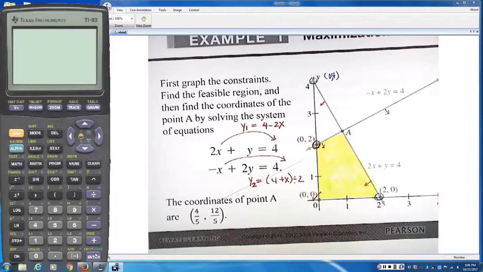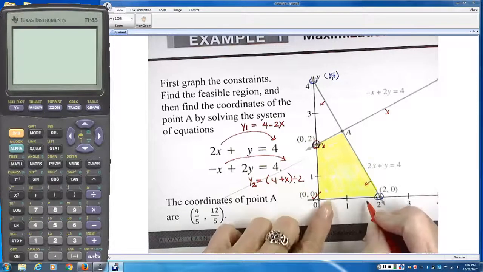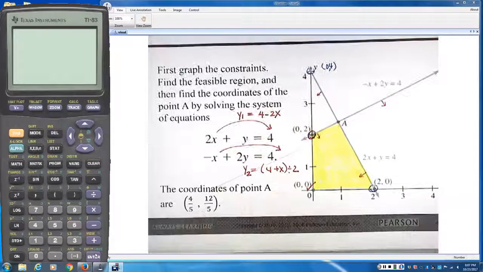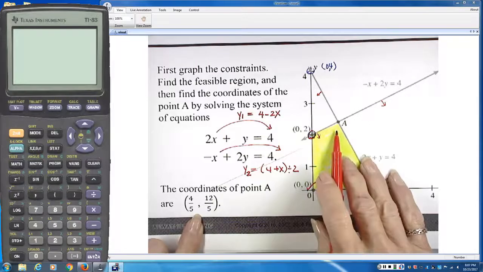Our feasible region is bounded. Sometimes when your feasible region is unbounded, if you're looking for a maximum, you're not going to be able to find it, because none of your points are going to ever maximize anything. They're all going to be at the bottom. But this feasible region is bounded, so that means we could maximize or minimize whichever one we needed to. And the way we figure out how to do that is, first of all, we need the coordinates of point A.